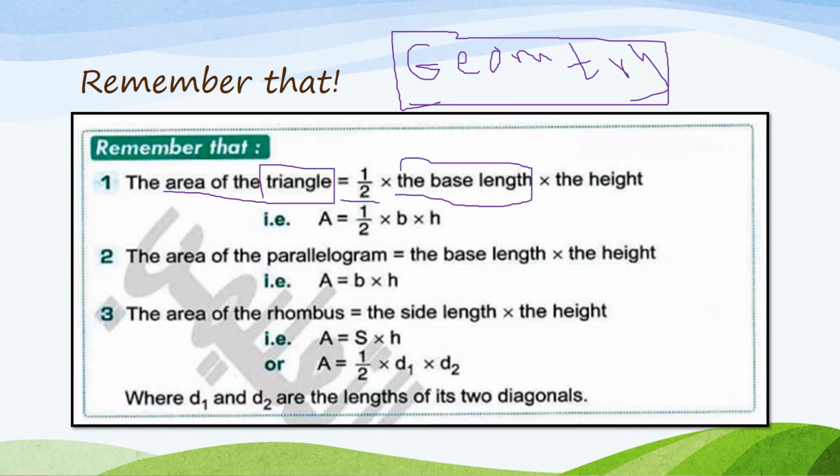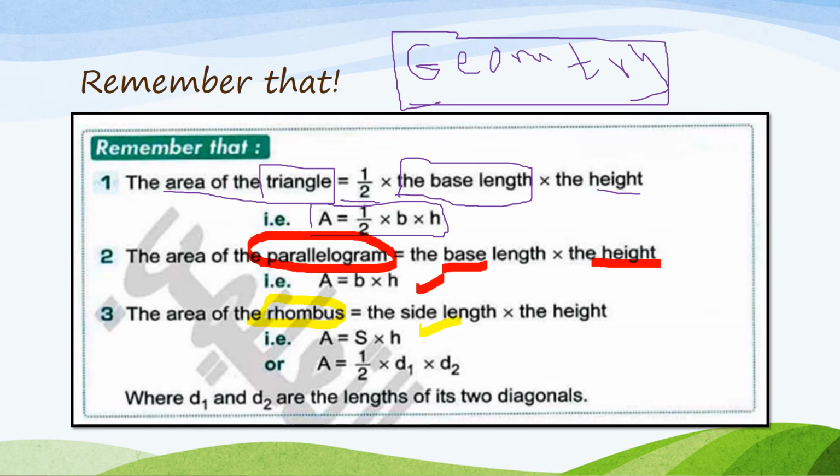The area of a triangle is always half times the base length times the height. Or as letters, A, which is the area, will equal half times b, which is the base length, times h, which is the height. So this is the area of the triangle. And the area of the parallelogram is always base times height, or A equals b times h.